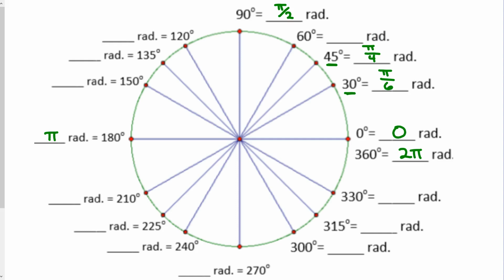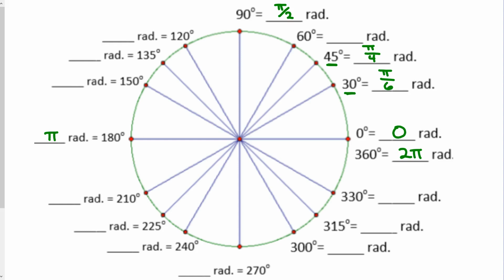You can say this a number of ways. You can say pi over 4, you can say pi fourths, you can say 1/4 pi, they all mean the same thing. Same with pi over 2, you could say pi over 2, you could say 1/2 pi, you could say pi halves, it doesn't matter.